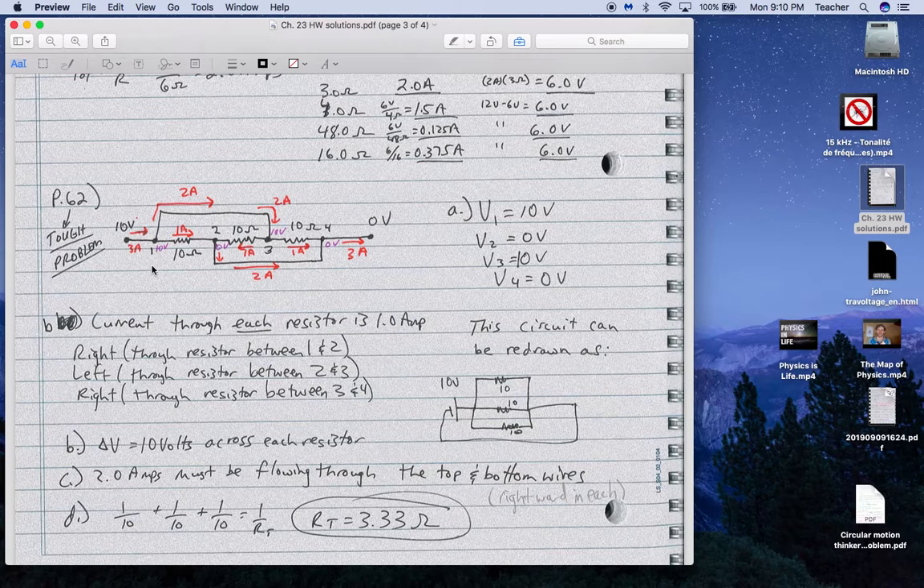So I think the key thing is to note that at point 1 and point 3 you're at 10 volts potential still, because there's no resistance between those spots and the spot where we know it's 10 volts. And for points 2 and 4, those are at 0 volts, because there's no resistance between those spots and the spot with 0 volts.